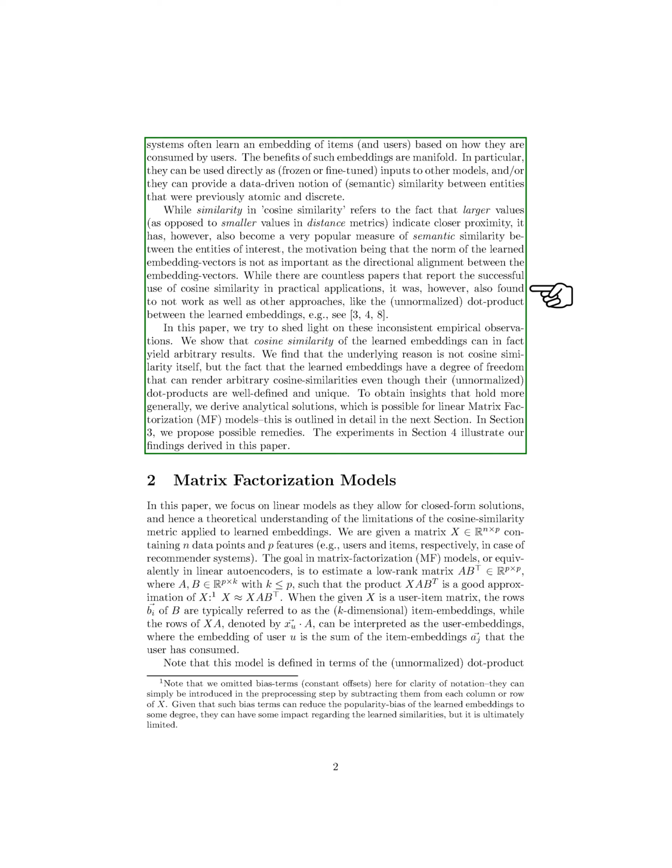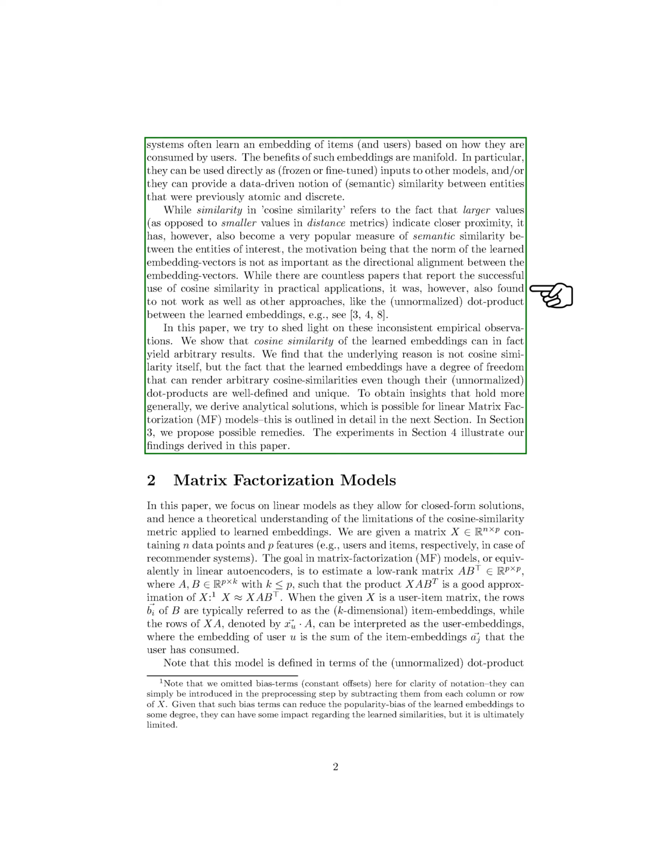Cosine-similarity is commonly used to measure semantic similarity between entities. Larger cosine-similarity values indicate closer proximity, and it has become a popular measure for this purpose. However, while many papers have shown successful applications of cosine-similarity, it may not always work as well as other methods like the dot product between embeddings. We aim to explain these inconsistent findings.